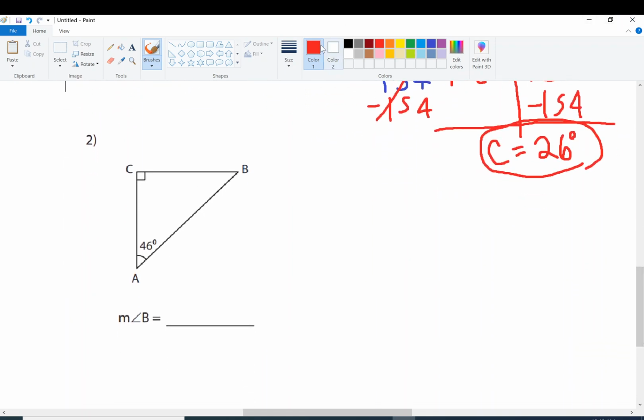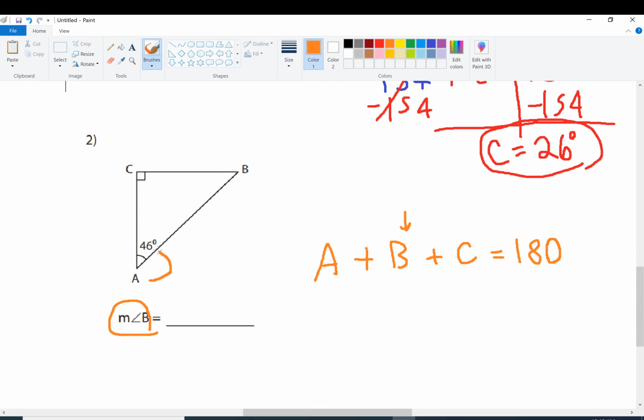Let's look at another problem here that looks a little bit different. You'll be doing this. This is actually number 2 in your practice, so you get one done for you. I have another triangle here, ABC, and I'm trying to find angle B. So I'm going to write down my formula: A plus B plus C equals 180. Now I need to find out what A, B, and C are and then solve for B.